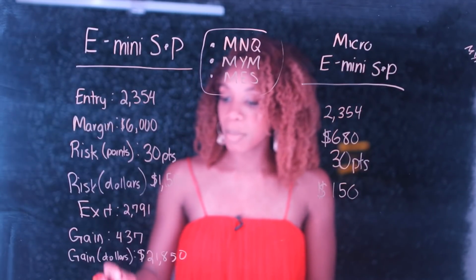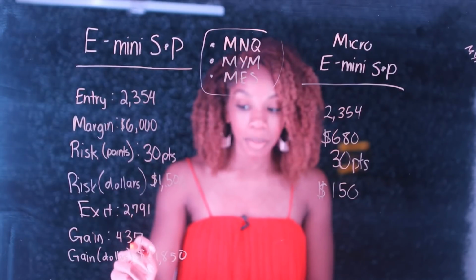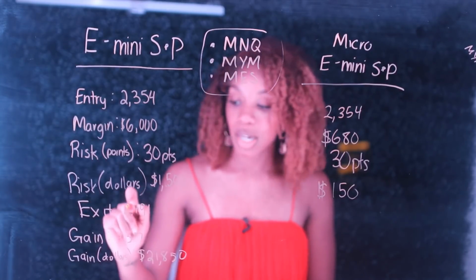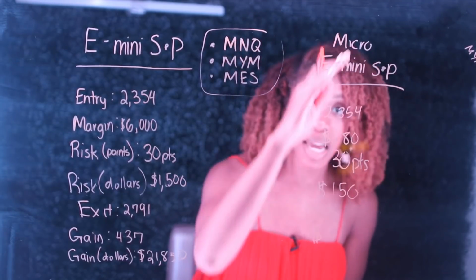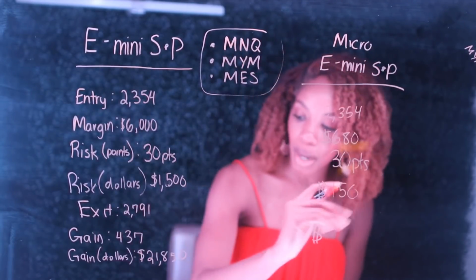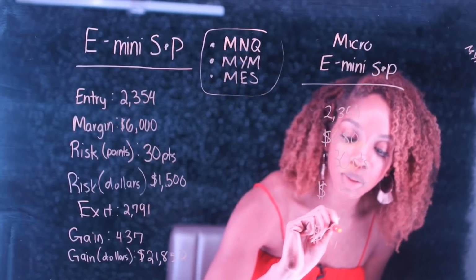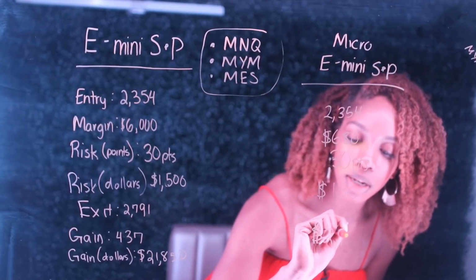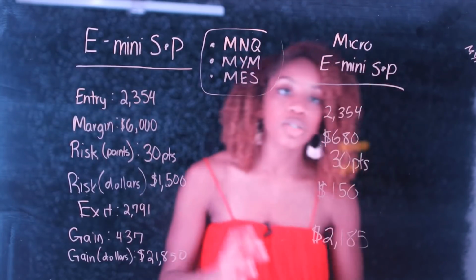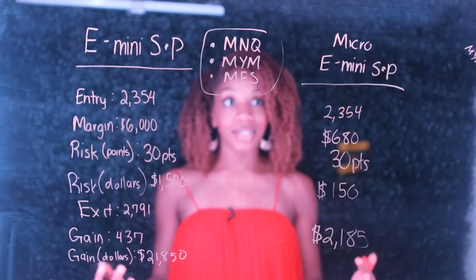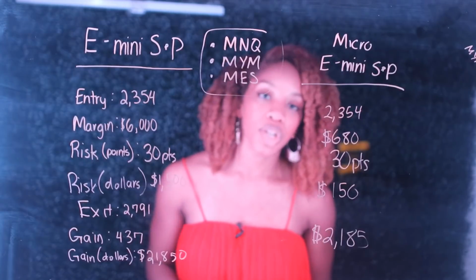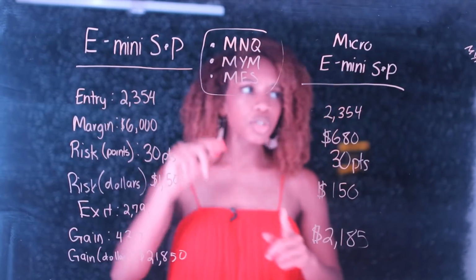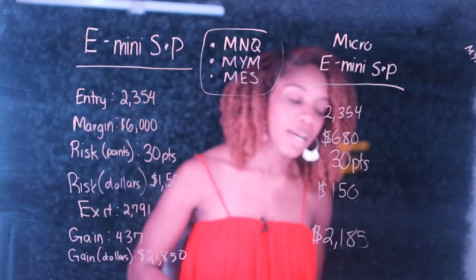Exit's going to be the same. Your gain as far as the points is going to be the same, but what changes is your gain as far as the dollars. So now, if we were to take on this particular trade but we're trading the micros, this is going to be 2,185. So again, it's just a tenth of the price. That's the reason why this is going to give a lot more people leverage when we're talking about the market, right? So we talked about the margin, we talked about the trading hours.